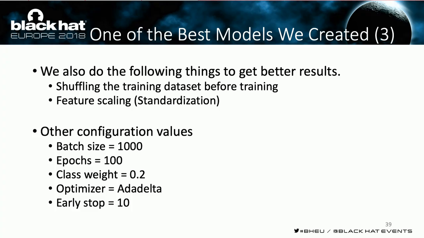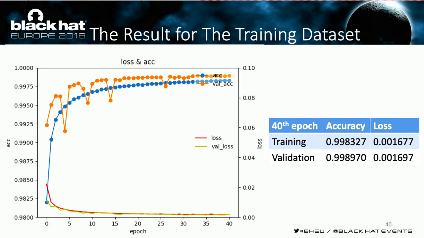Let me explain other training related parameters. We also did these 2 methods to get better results: shuffling the training dataset and feature scaling. And other configuration values that we used are here. And this is the result for training. It is high accuracy as well as low loss rate for both training and validation samples.